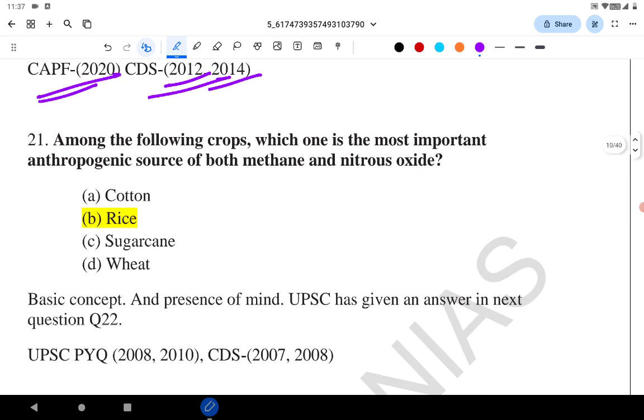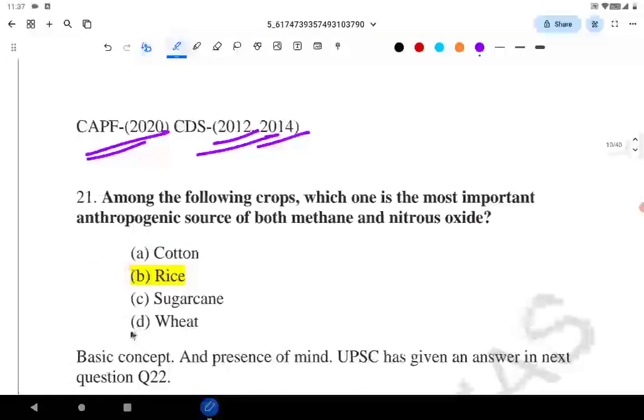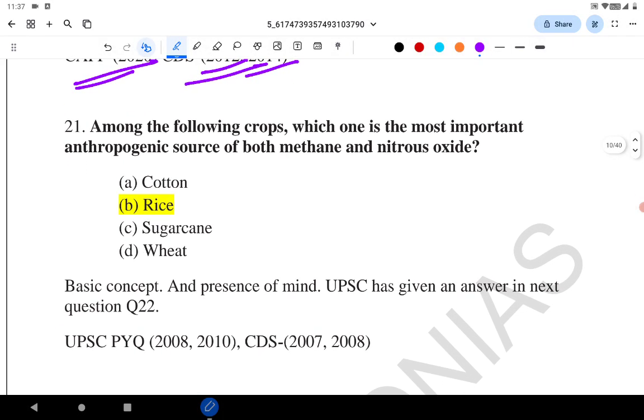The next question is very, very interesting. Among the following crops, which one is the most important anthropogenic source of both methane and nitrous oxide? This question can be solved using the next question as well, or it is a well-known question. If you go through the PYQ, they were asked in 2008, 2010, CDS 2007 and 8. They asked in UPSC and CDS as well. And the answer to this question is given in the next question.